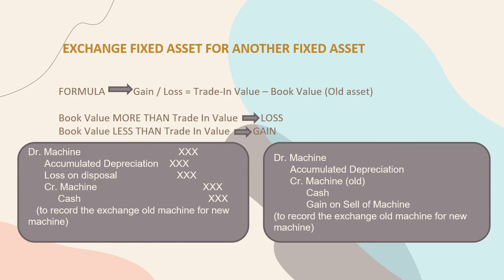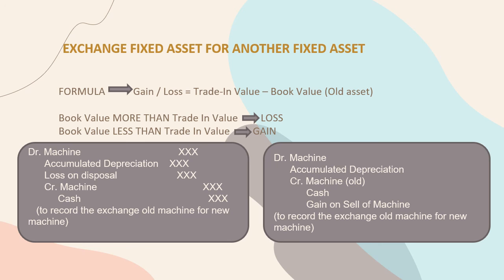So we move to exchange of fixed asset for another fixed asset. The formula is gain or loss equals trade-in value minus book value. If book value is more than trade-in value, it means loss. If book value is less than trade-in value, it means gain.